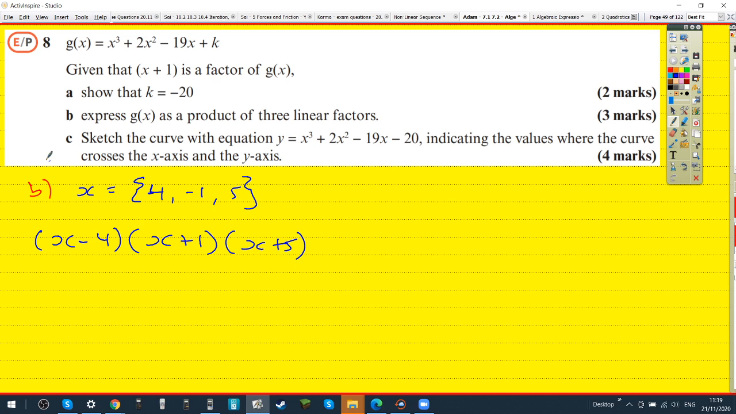Okay. And hence part C. So we know the x points, so we plot them on the x-axis. So when x is a value, y is 0. Yep. So the first one will be 4, all on the right of the graph. The next one would be minus 1, and the next one would be minus 5.